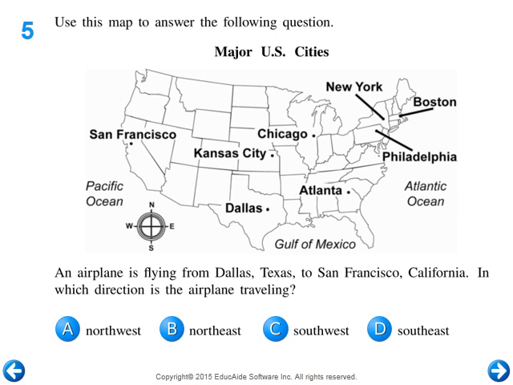All right. An airline is flying from Dallas, Texas to San Francisco, California. In which direction would the plane be traveling? This is simple. There's nothing very difficult about this. It's a matter of looking at the compass on the map, and it'll tell you. So Dallas to San Francisco. It's not due west, it's not due north. It's going to be northwest, and that would be A.